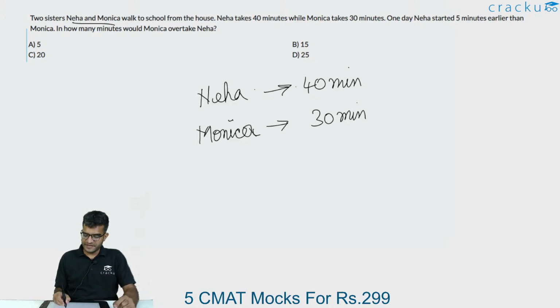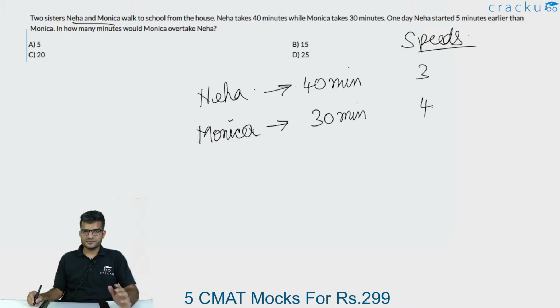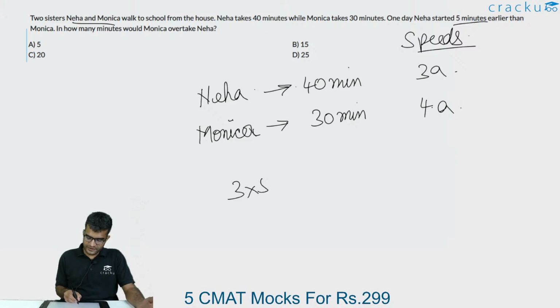So the ratio of the speeds of Neha and Monica will be 3:4. So let us assume that the speed of Neha is 3a and the speed of Monica is 4a. Neha starts and Neha walks for 5 minutes. So in this 5 minutes before Monica starts, what is the distance covered by Neha? That will be 3a into 5, which is equal to 15a.